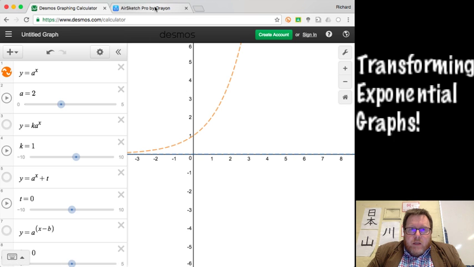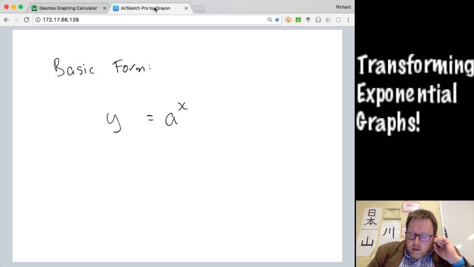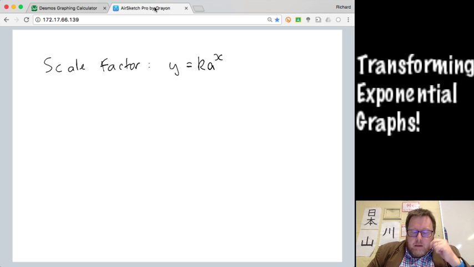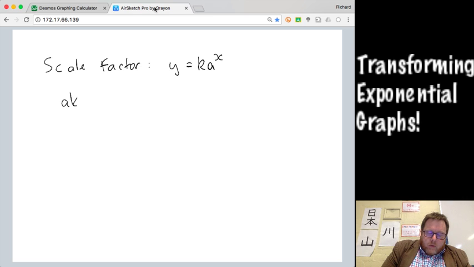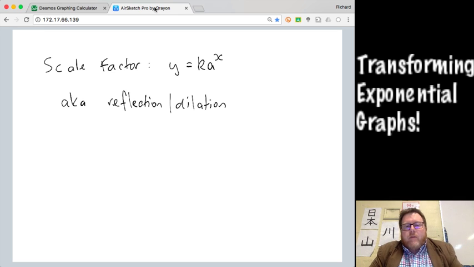Now the first transformation we're going to have a look at is the scale factor k, otherwise known as reflection and dilation. So the value of k will affect the graph in what way? What do you think having k as a large number will do to the function? Will it change the y-intercept? Will it change the x-intercept? What about k being negative? How will that change the function? What about k being a fraction? How will that change it? So have to think about that.